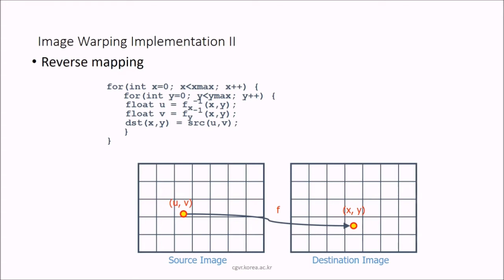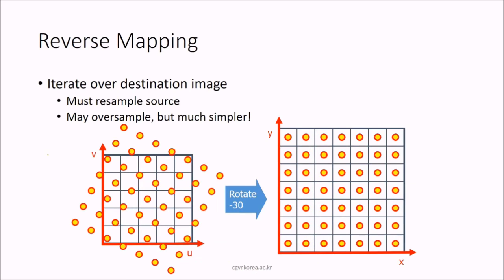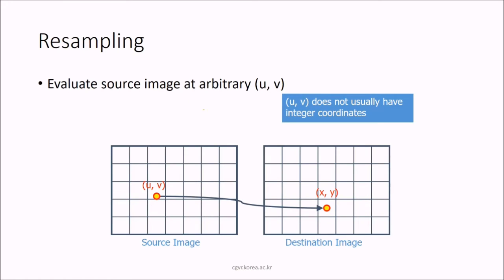This is another implementation called reverse mapping. Here we use f inverse. This is the source image and this is the destination image. In this, the iteration is over the destination image. You must resample the source, and it may oversample, but it is much simpler than the previous one. Resampling means we evaluate the source image at some arbitrary uv. This uv does not usually have integer coordinates, so for that we need to evaluate the source image.